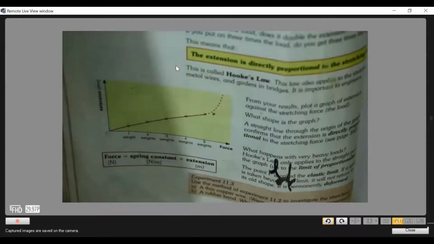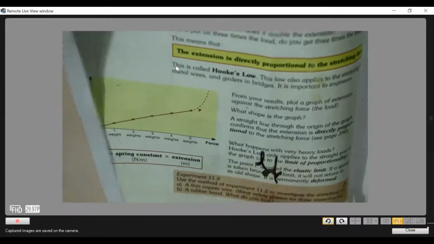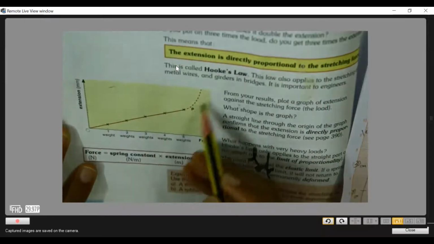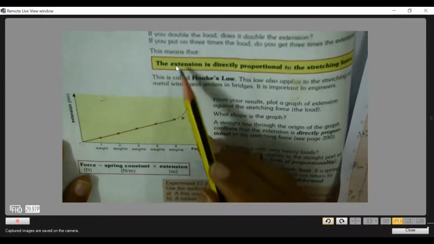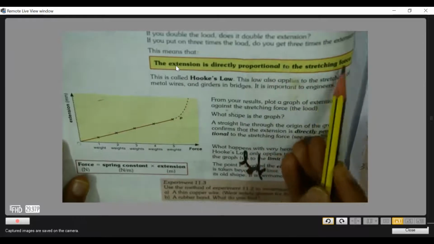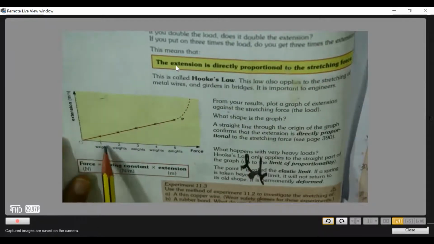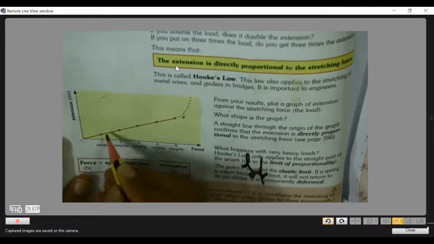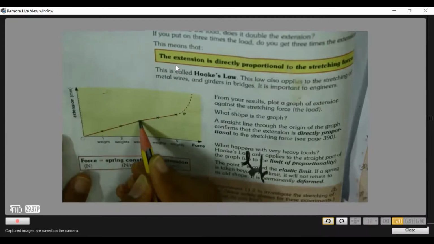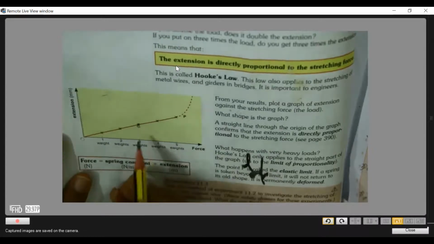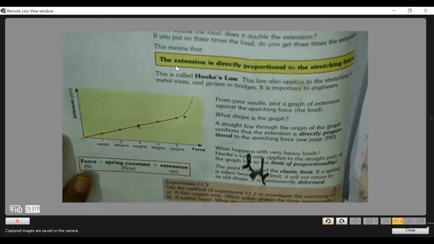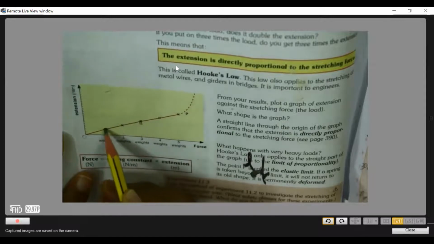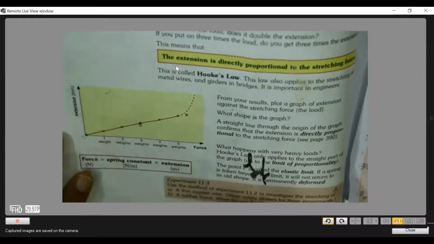Now, what is the elastic limit? Remember, what is Hooke's law? Hooke's law is that the extension is directly proportional to the stretching force, meaning that as the force is increasing, the extension will also increase by the same amount. If you have put 3 weights on the spring balance, and then you remove the 3 weights, the spring will get back to 0 extension.